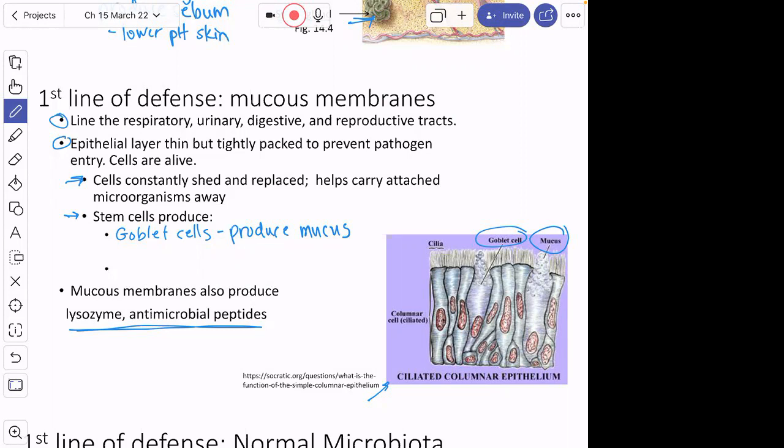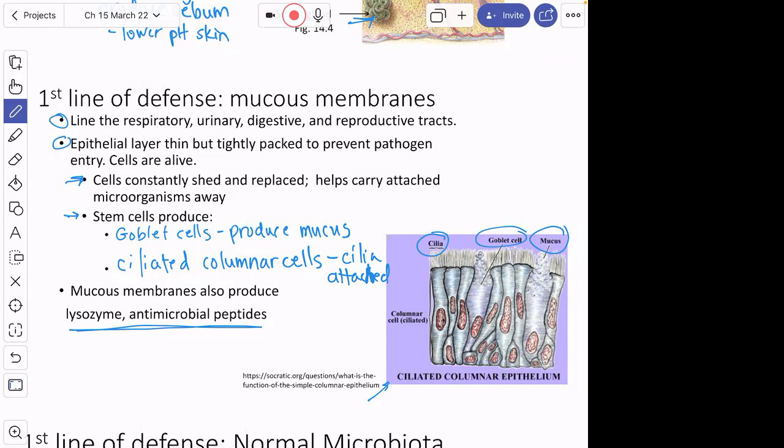And then at least on the cells lining our respiratory tract, the stem cells differentiate into another kind of cell, ciliated columnar cells. As you would expect, the cilia are attached here. Again, these are the ones lining the respiratory tract. You can see the cilia here. And of course, the job of the cilia is to move out those pathogens that are trapped in the mucus and help dispel them from the respiratory tract.